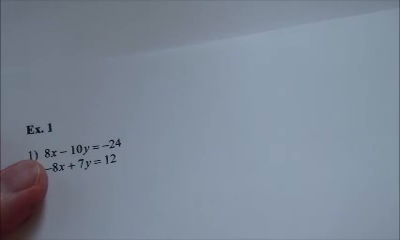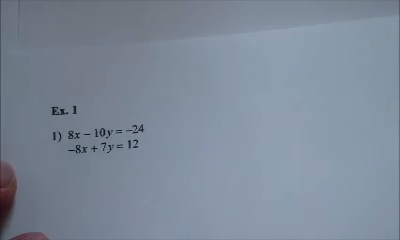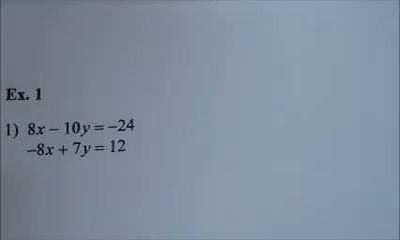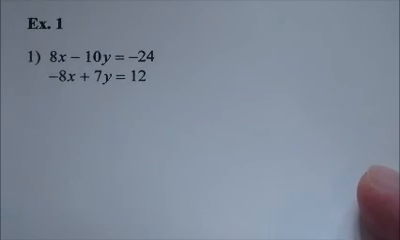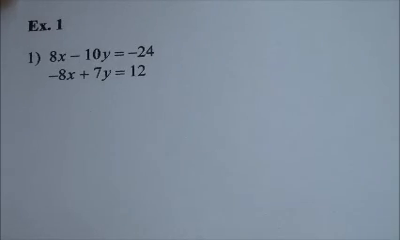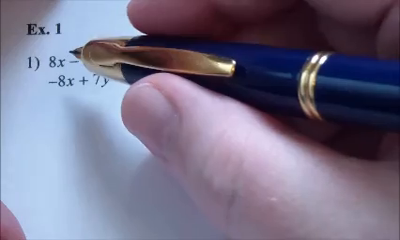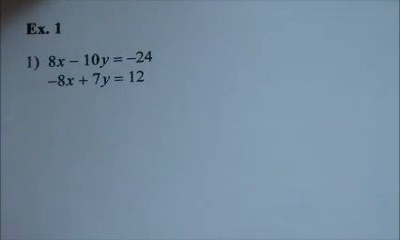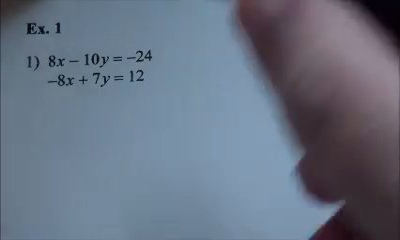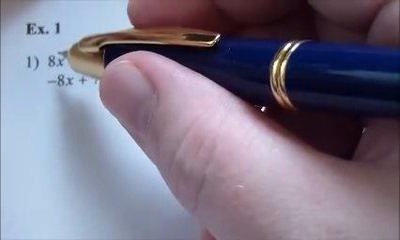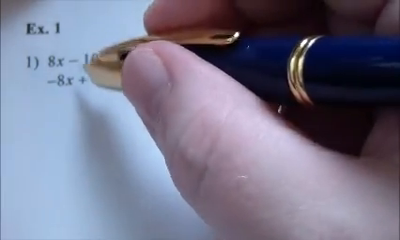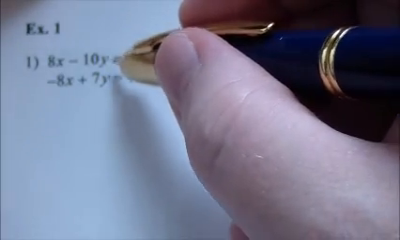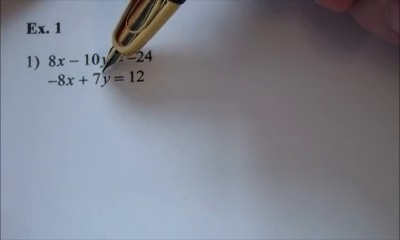Example 1. We have 8x minus 10y is equal to negative 24. That's the top equation. The bottom equation is negative 8x plus 7y is equal to 12. Notice that the x's are of the same magnitude but of opposite sign. So we want to either eliminate the x's or the y's. Unfortunately, the y's don't have this. They have opposite sign, which is good, but they do not have the same magnitude. One is 10 and the other one is 7. So that's not going to really help.